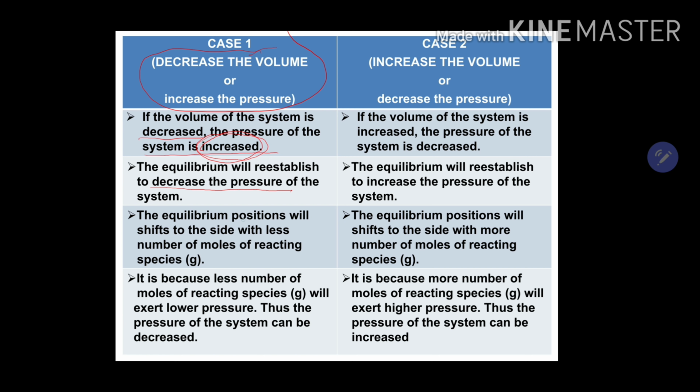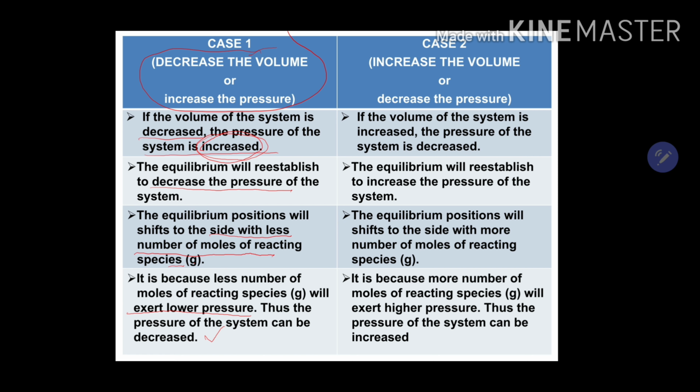Next, the equilibrium position will shift to the side with fewer moles of reacting species, which is gas. It is because fewer moles of reacting species will exert lower pressure. Thus, the pressure of the system can be decreased.